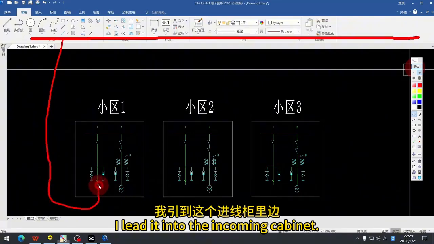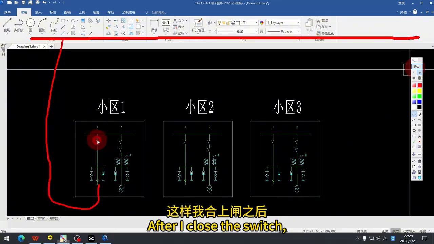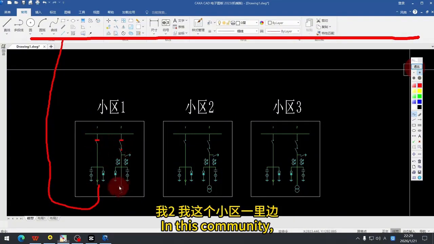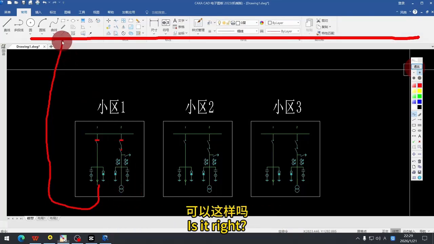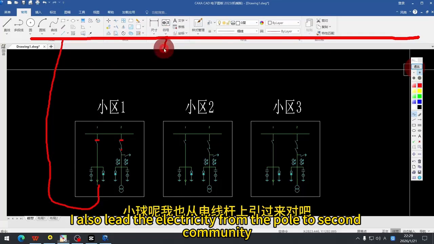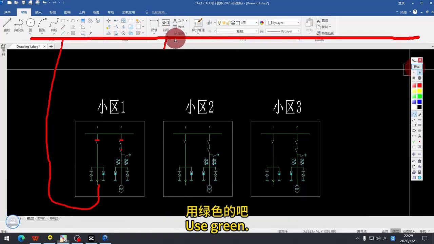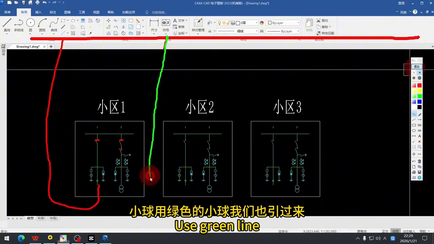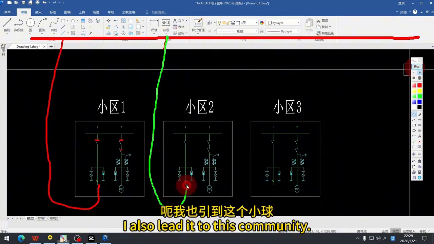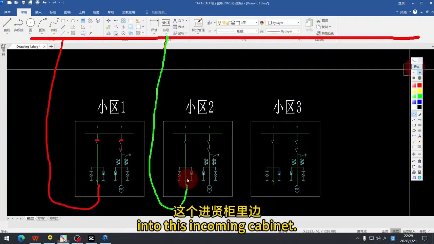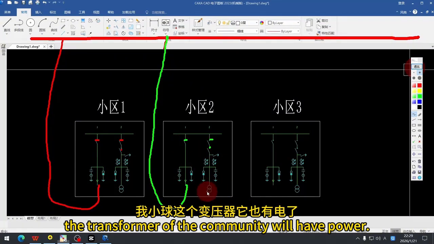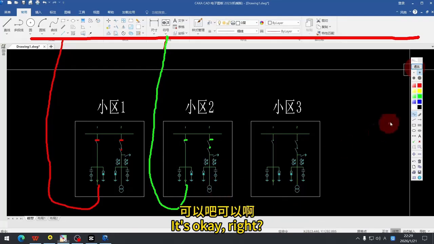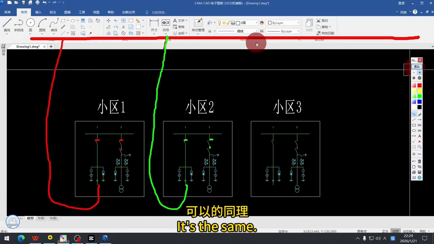I lead it into the incoming cabinet. After I close the switch, in this community, the transformer will have electricity. Is it right? Of course. I also lead the electricity from the pole to the second community. Use the green line. I also lead it into this incoming cabinet. After the switch is closed, the transformer of the community will have power. It's the same.